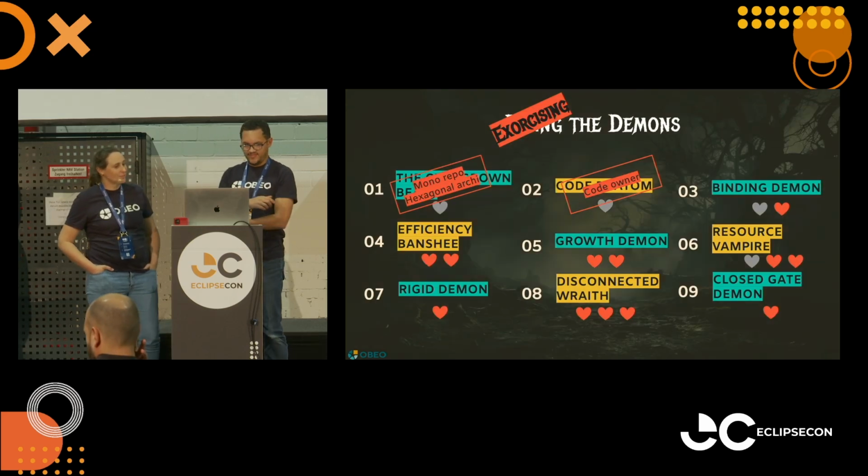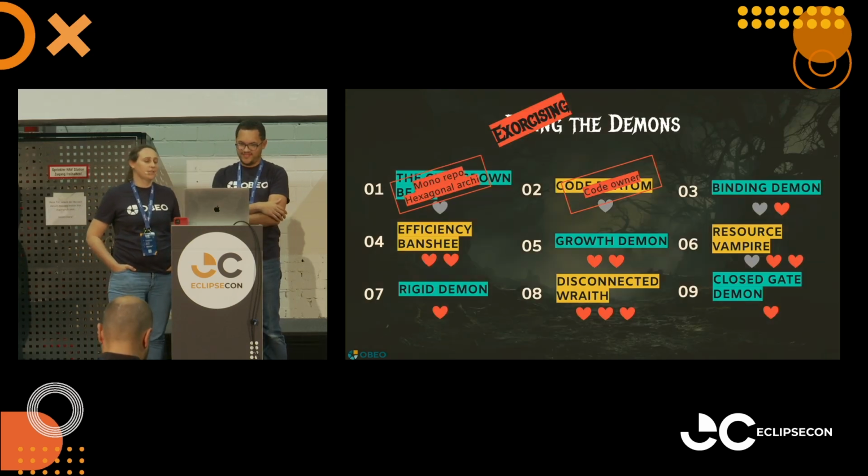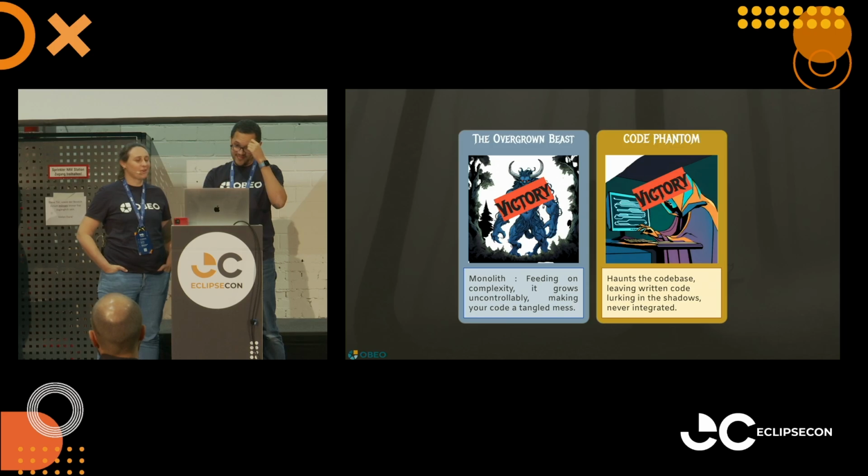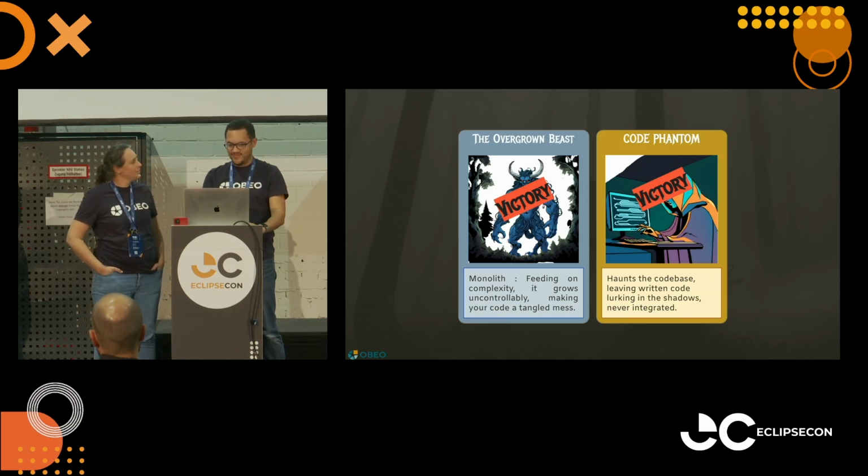Right, Stefan, the monorepos, the hexagonal architecture, and the code owners have hit our demons hard, and I'm pleased to announce that we've beaten the overgrown beast and the code fountain, so let's keep going.